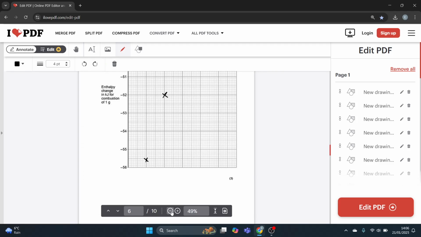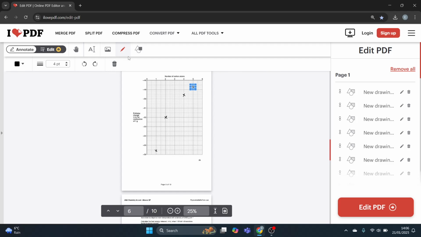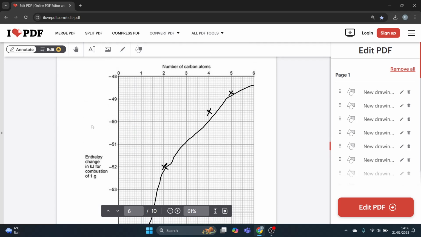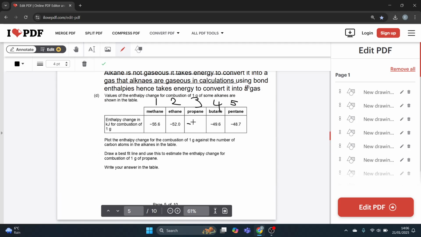Let's zoom out a bit. Actually quite a bit. Yeah, obviously that's not smooth, but in the exam hopefully you get it. And you know it should be something like here, minus 50.8. Obviously it depends on your graph. Mine's 51.